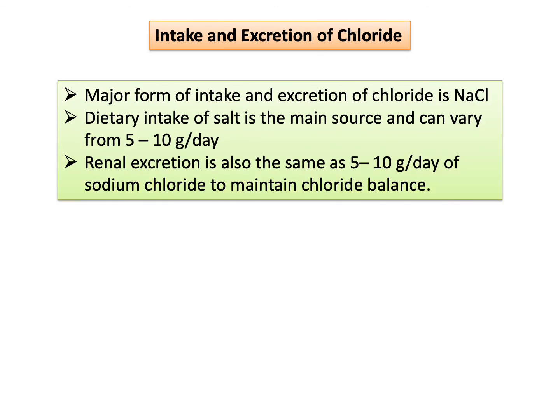Intake and excretion of chloride. Major form of intake and excretion of chloride is sodium chloride. Dietary intake of salt is the main source and can vary from 5 to 10 gram per day. Renal excretion is also the same, 5 to 10 gram per day of sodium chloride, to maintain chloride balance.